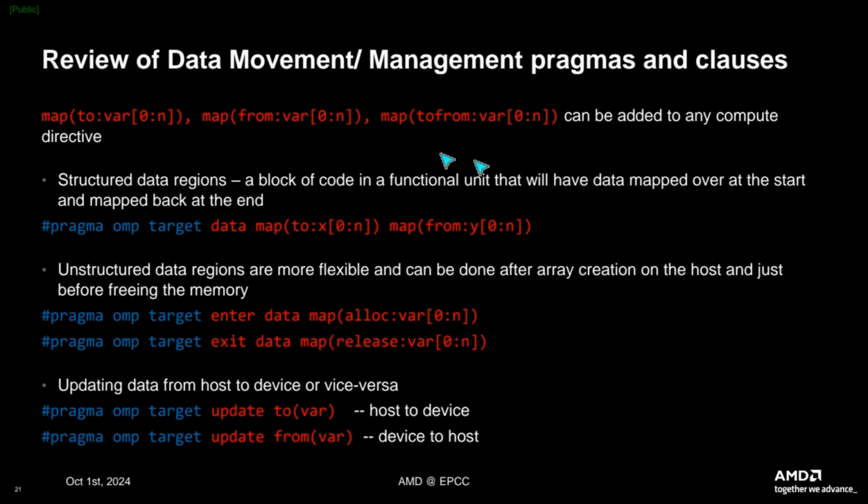All right, so next I want to talk a little bit about unstructured memory region directives. So just a quick review of data movement or management pragmas and clauses. We have the map to clause, the map from, which moves the data back from the GPU or from the target. And then we have the map tofrom, right? Moves the data to the target, and then at the end of the region, it moves it back. So these can be added to any compute directive. These are structured data regions, a block of code in a functional unit that will have data mapped over at the start and mapped back at the end. So we have a to and a from.